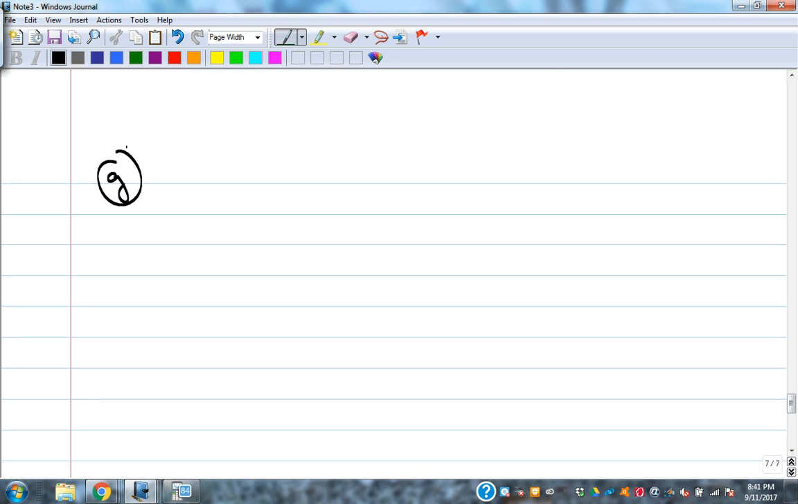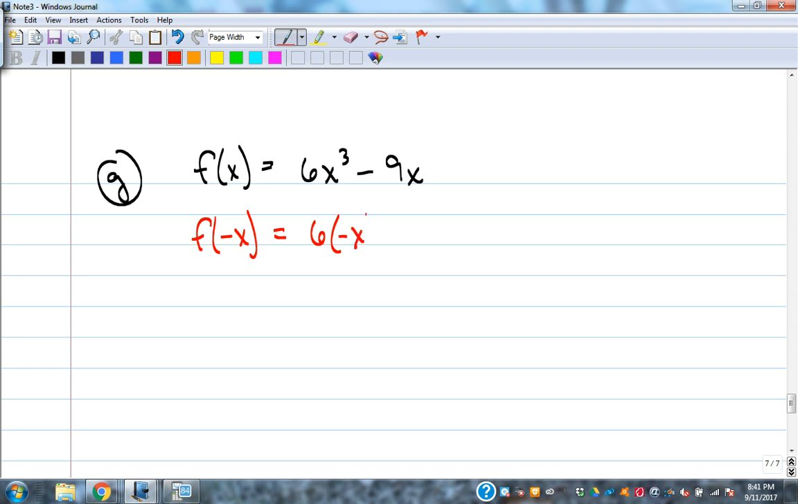Same game. Is it odd, even, or neither? 6x to the third minus 9x. The real test is still plug in negative x and work it out. If I take negative x and put it to an odd power, it comes back what? It comes back negative.